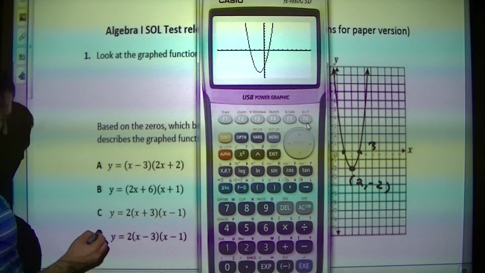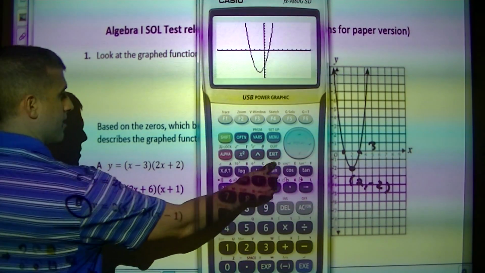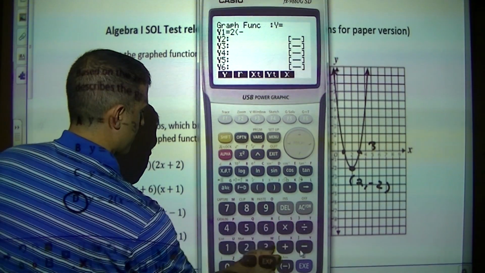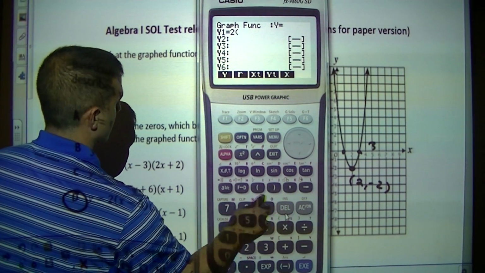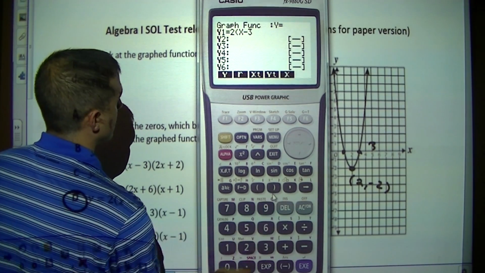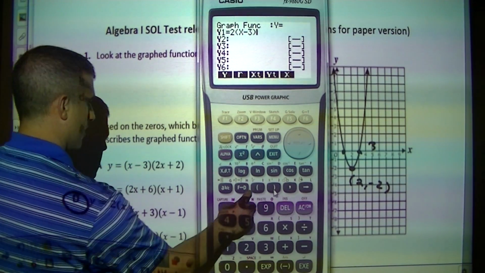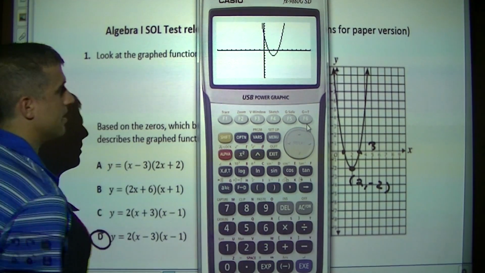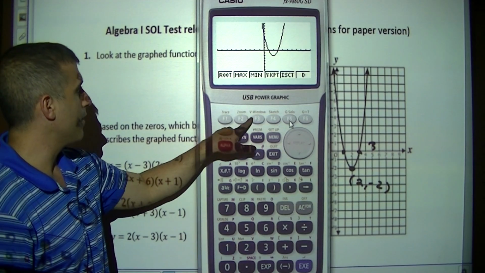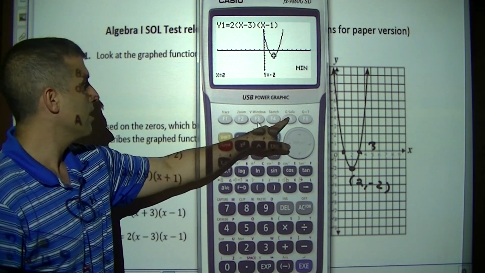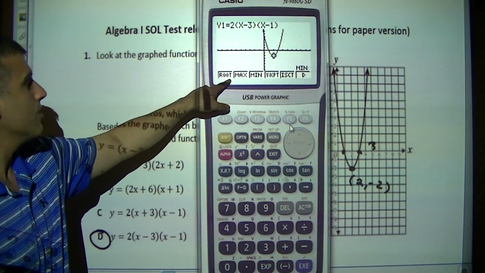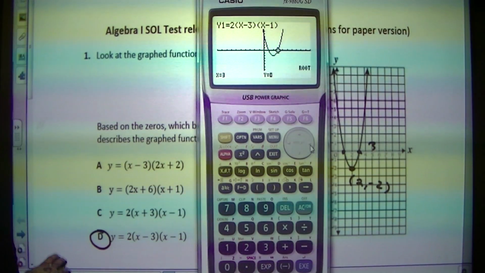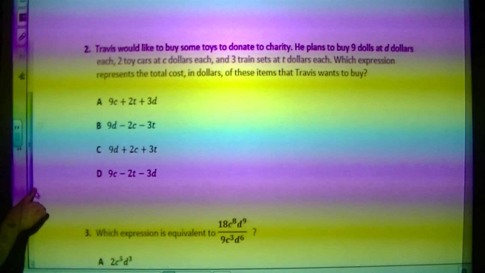This one, that's why that answer has to be D. Okay, let me show you why. All right, so I got (2x minus 3)(x minus 1). If you see, I get that, which matches. G-solve minimum, (2, -2). G-solve, these are called roots. That's F1. As you can see, that's 1. If I go over, it's 3. That's why that answer is D. Okay? Moving on to the next question.